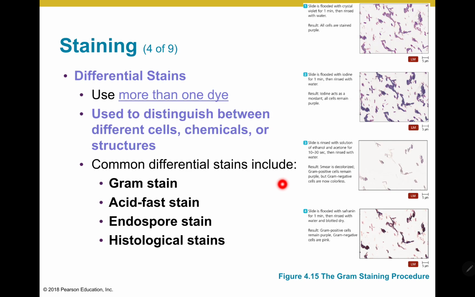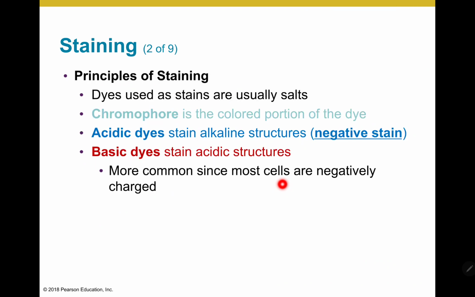When we're looking at differential stains, again, we're using more than one dye. We're using these differential stains to distinguish between different cells, chemicals, and their structures. Again, Gram staining, acid-fast, and endospore stains. These are examples of differential stains, using more than one dye to distinguish between cells.